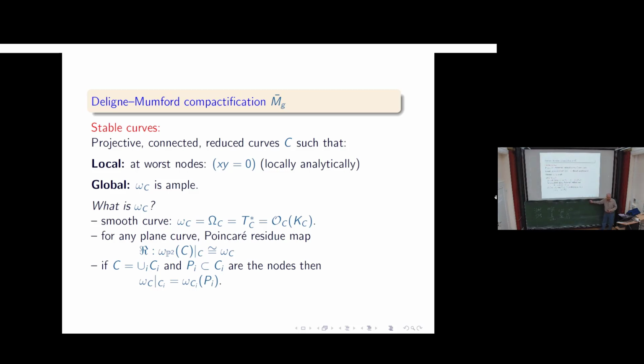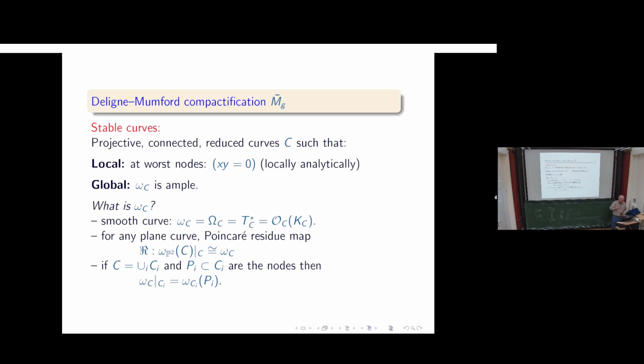And so I say that at the boundary we should have projective connected reduced curves such that they have a local property and they have a global property. The local property is that they have ordinary nodes, at least locally analytically ordinary nodes. And the global property is that omega_C is ample. And if you look at GIT, then it approaches this by saying that the automorphism group of the curve is finite, which is equivalent to this, but it's really the wrong way of doing this.